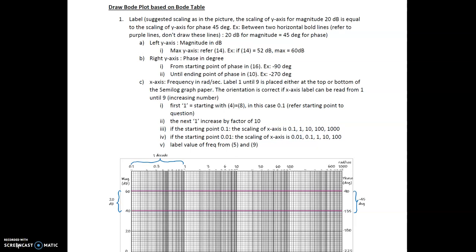Assalamualaikum and hi. So continue back to draw the Bode plot based on the Bode table. Before we start drawing the Bode plot, we need to label your semi-log graph paper.